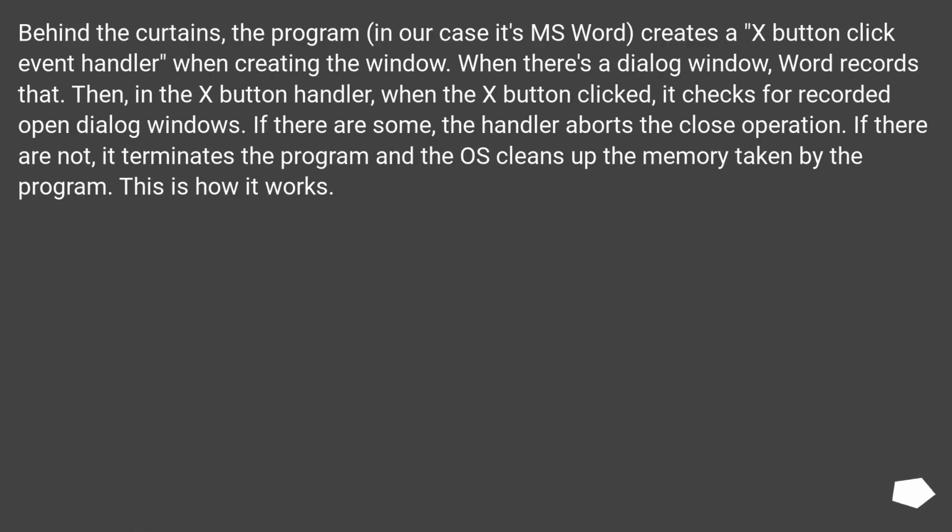Behind the curtains, the program, in our case MS Word, creates an X button click event handler when creating the window. When there's a dialog window, Word records that. Then, in the X button handler, when the X button is clicked, it checks for recorded open dialog windows. If there are some, the handler aborts the close operation. If there are not, it terminates the program and the OS cleans up the memory taken by the program. This is how it works.